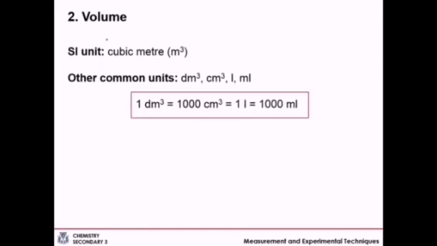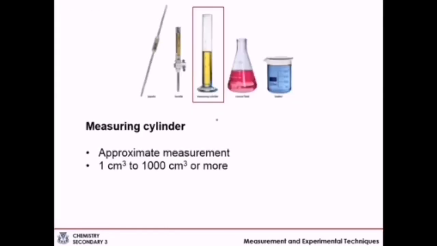The second thing is volume, whose SI unit is cubic meter, and other common units are dm cube, cm cube, liter and milliliter. Now we come to the relation. 1 dm cube is equal to 1000 cm cube, and 1 liter is equal to 1000 milliliter. So we have 1000 milliliters in 1 liter.